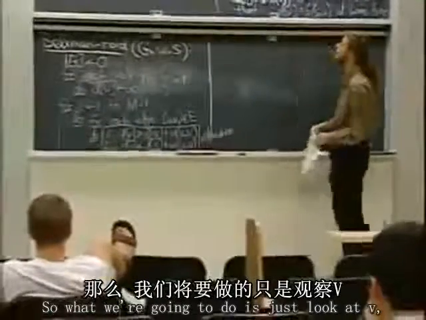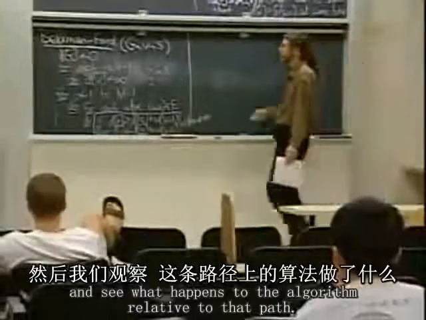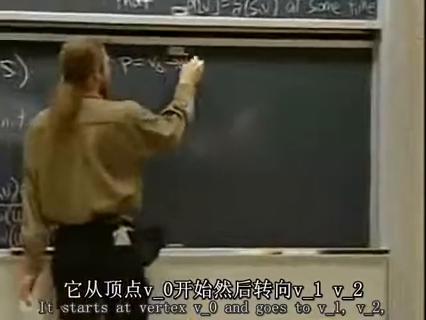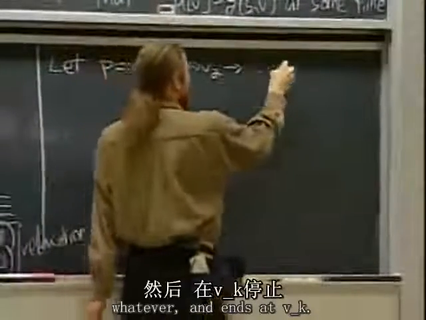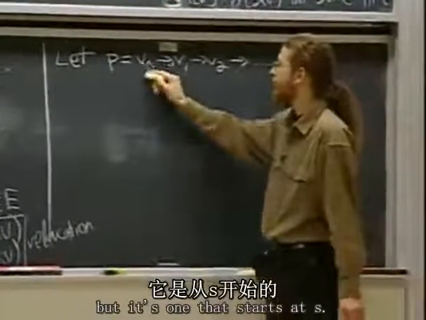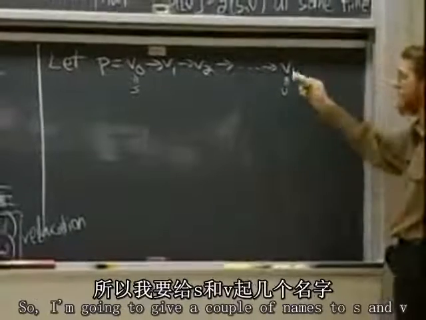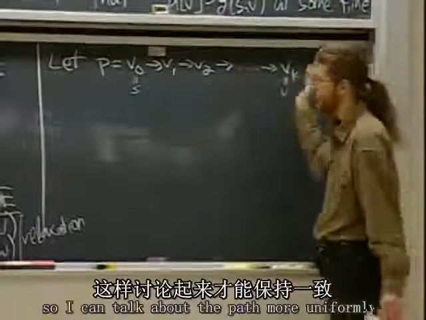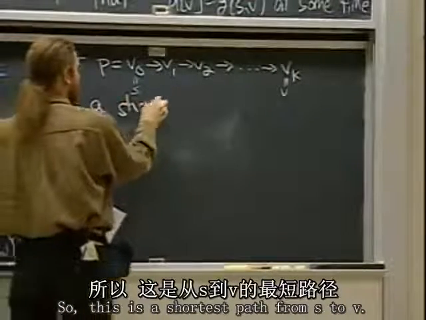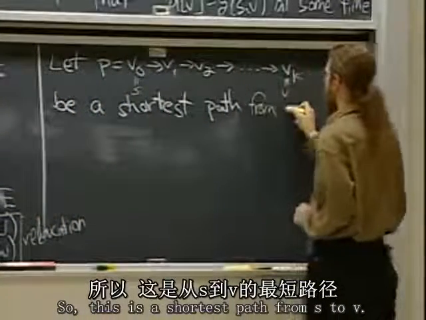So what we're going to do is look at v and a shortest path to v and see what happens to the algorithm relative to that path. I'm going to name the path P. Say it starts at vertex v0, goes to v1, v2, whatever, and ends at vk. And this is not just any shortest path, but one that starts at s, so v0 is s, and it ends at v. I'm giving a couple of names to s and v so I can talk about the path more uniformly. So this is a shortest path from s to v.